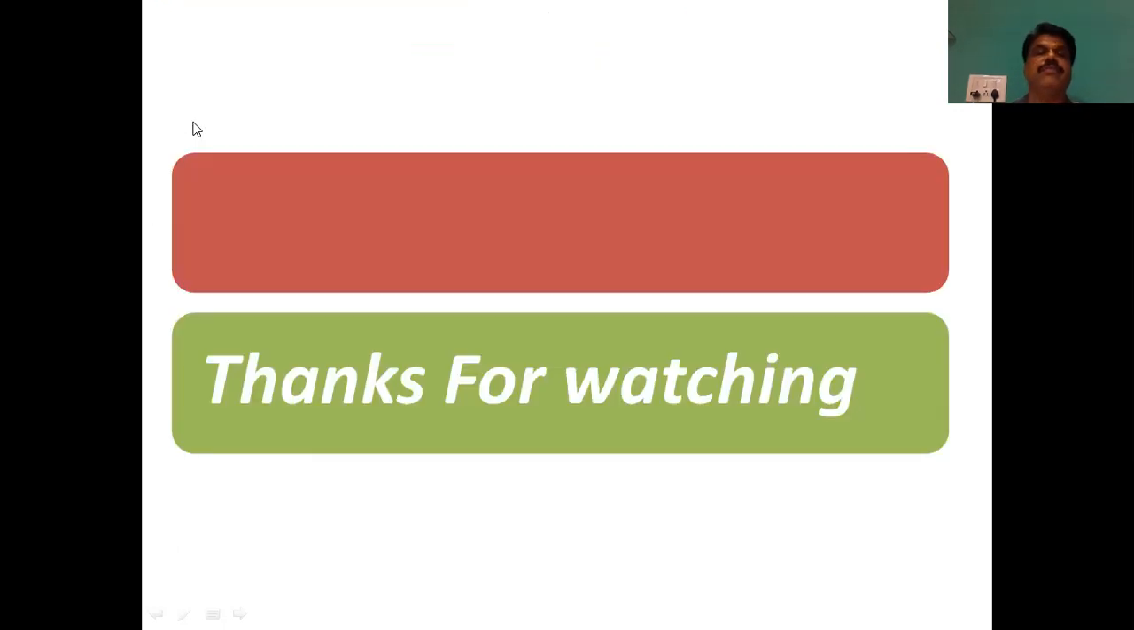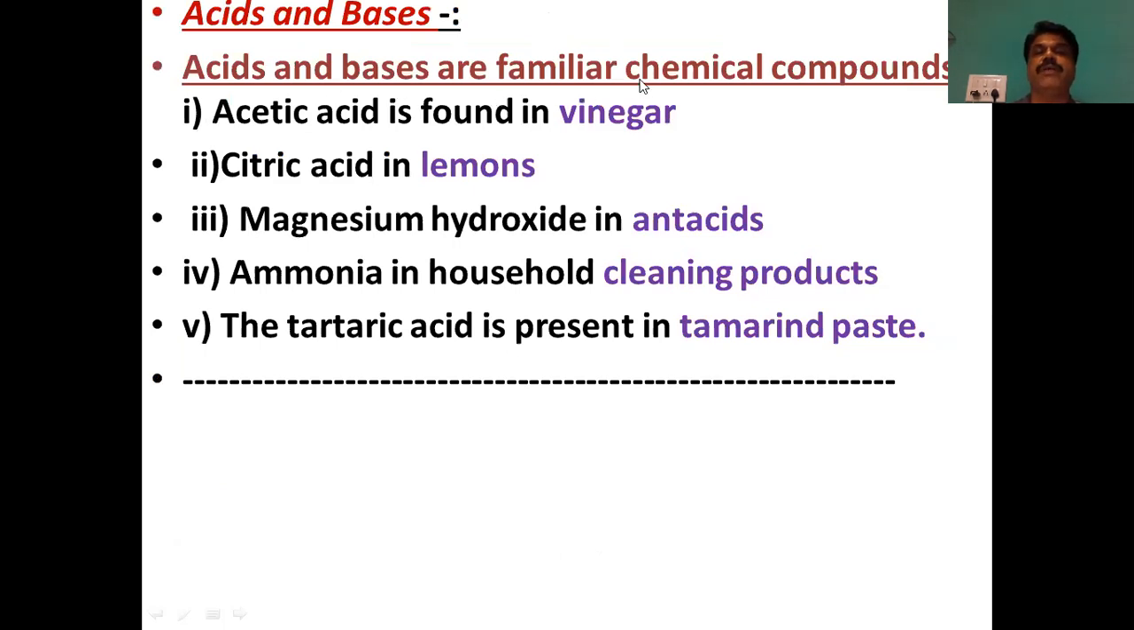Next point, acids and bases. Acids and bases are familiar chemical compounds. Amla and amlari, the acids and bases, are useful in the family. Therefore, these are familiar chemical compounds. How are they familiar compounds? Acetic acid is found in vinegar, citric acid is in lemons, magnesium hydroxide is a base which is used as an antacid, ammonia is in household cleaning products, and tartaric acid is present in tamarind paste.